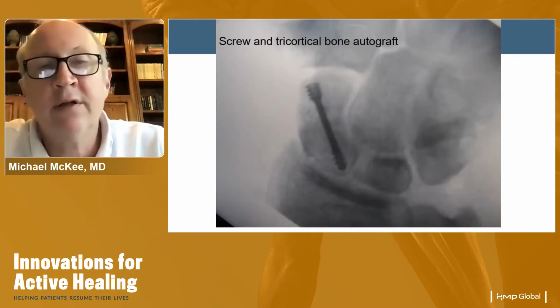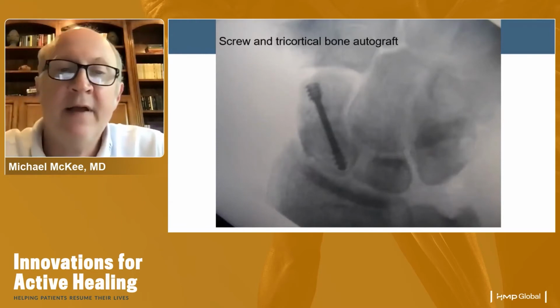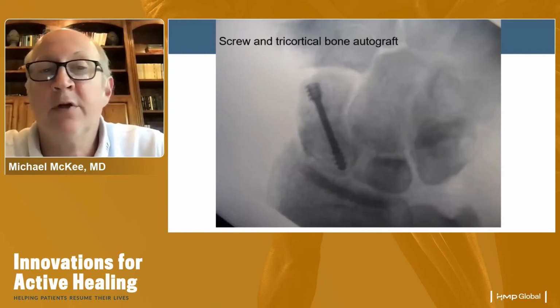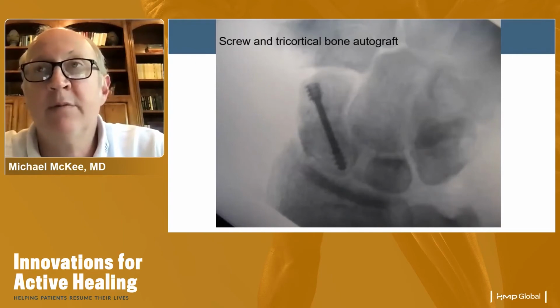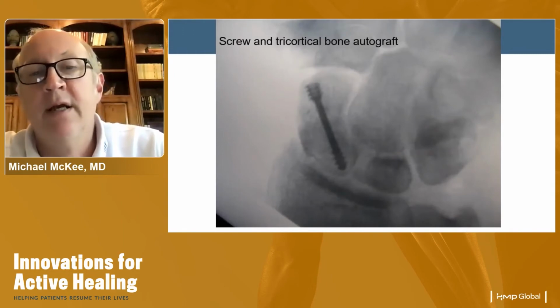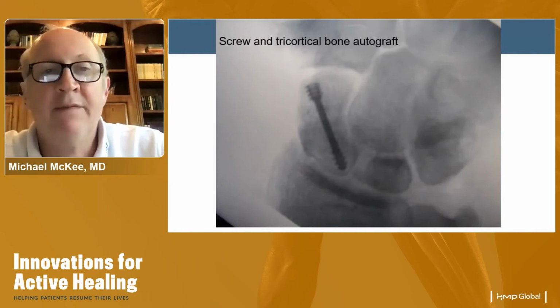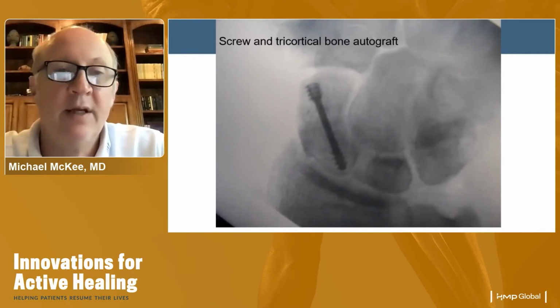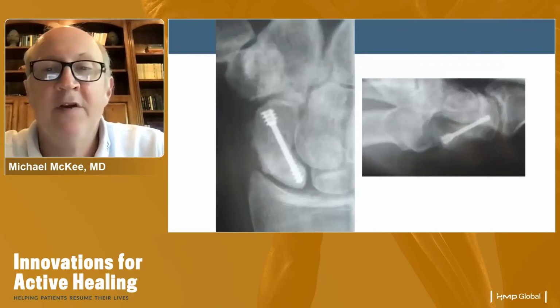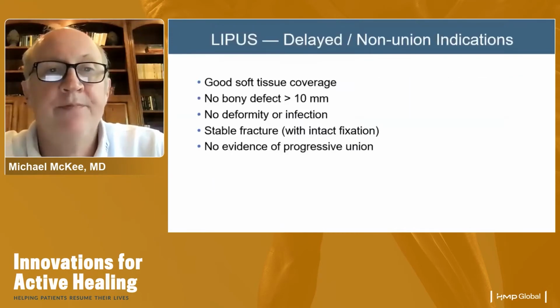If you're early on in the course of this issue, then more sliced graft, either from the crest or from the distal radius, may be acceptable. But I think if you have a mechanical problem with some collapse and some carpal malalignment, then probably a tricortical graft is best. And that's what we did for this patient here. This patient went on to heal fairly rapidly and returned to his practice. So in general, I think those two cases illustrate when LIPUS can help you and when they can't help you.